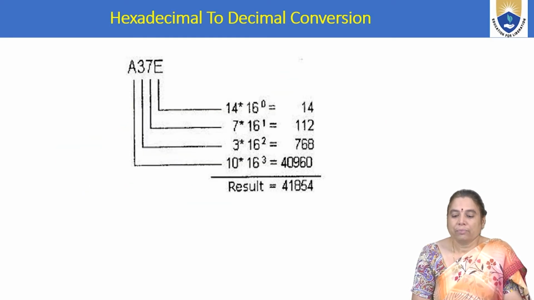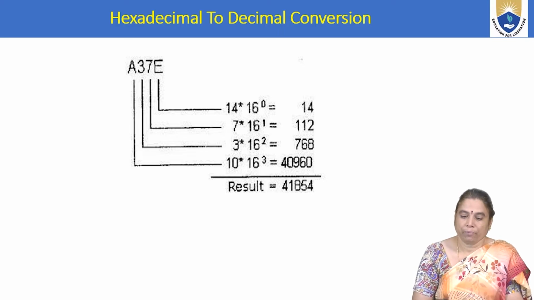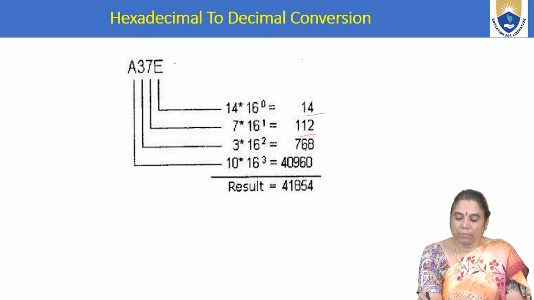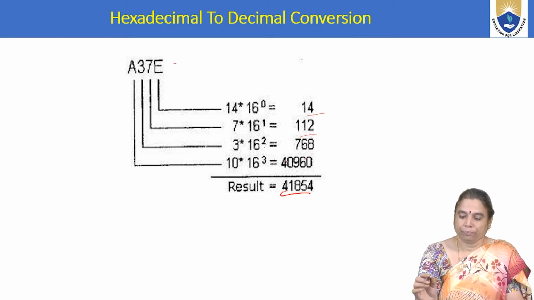How can the hexadecimal number be converted? Here the base of the hexadecimal number is 16, so this base value and the positional value can be used to multiply. Here E is the digit 14. So 14 into 16 power 0, 7 into 16 power 1, 3 into 16 square, 10 into 16 cube. The terms can be added in order to get the decimal equivalent of the hexadecimal number.